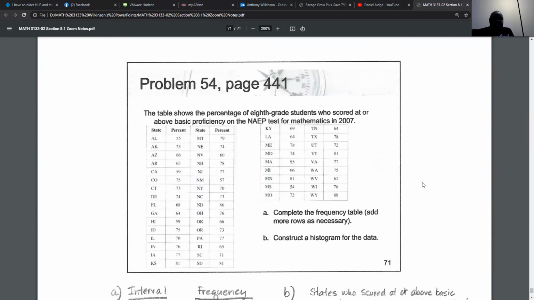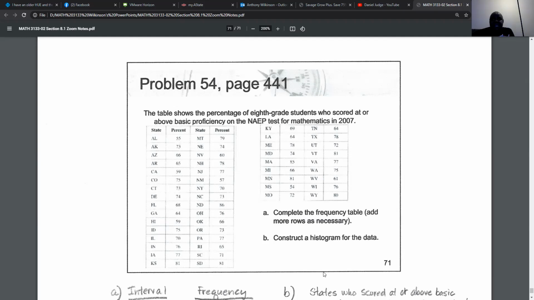Page 441, problem number 54, is a table that shows the percentage of 8th grade students who scored at or above basic proficiency on the NAEP test for mathematics in 2007. That's the table right there. Now we're going to use that to complete the frequency table. And you're going to add more rows if necessary and construct a histogram for the data.